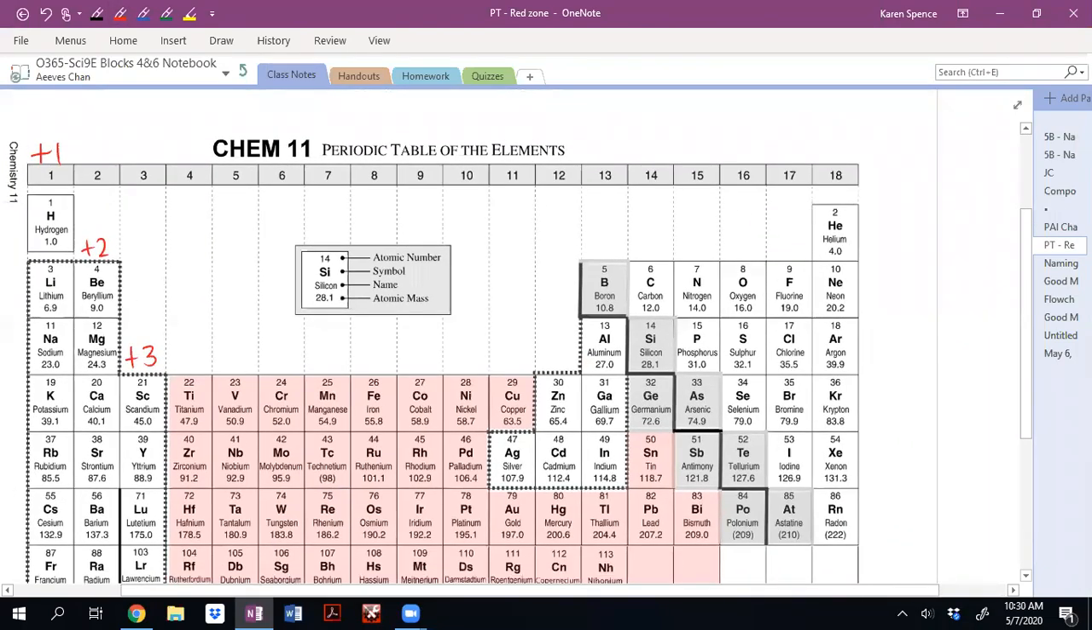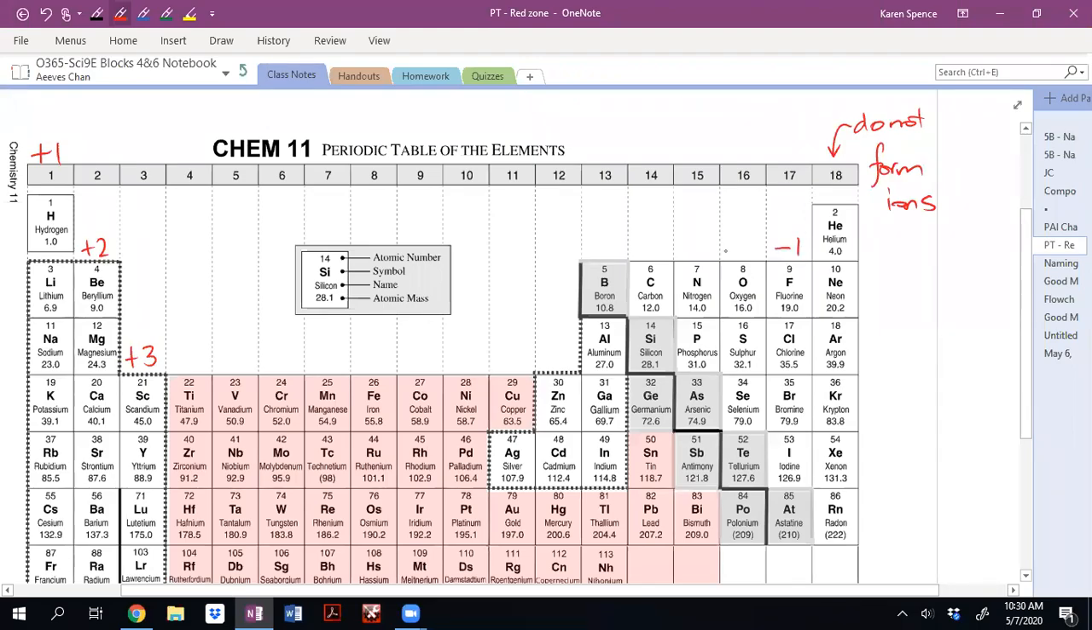Then we're going to go over to the other side of the periodic table, and we're going to start from the right and move to the left. And this one is not quite as easy because we need to skip the noble gases, because the noble gases do not form ions. They are happy, they have full shells already. Do not form ions.